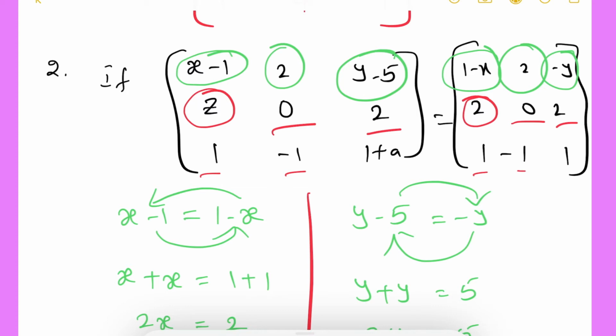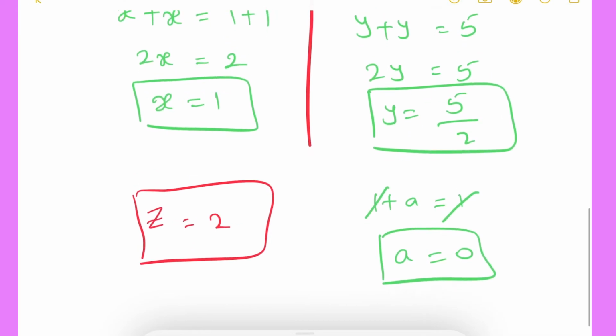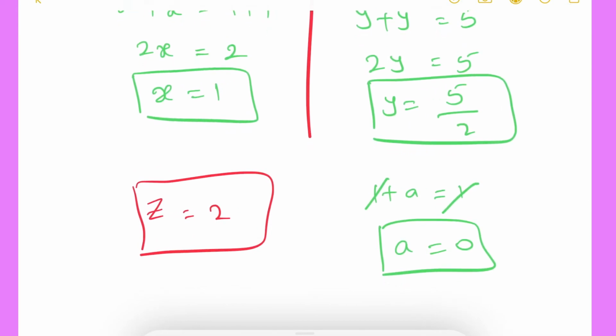Next, third row third column: 1 plus a, and third row third column 1. So make 1 plus a equal to 1. On the left side and right side both ones will get cancelled, then we remain with a equal to 0. So the values are x equals 1, y equals 5 by 2, z equals 2 and a equals 0.